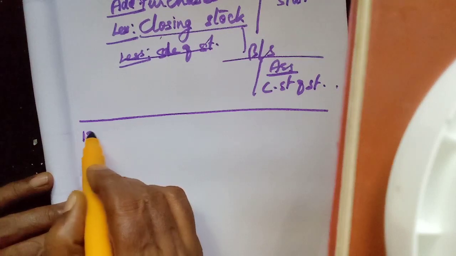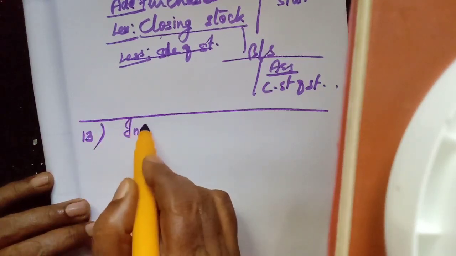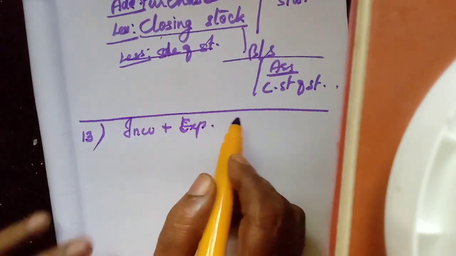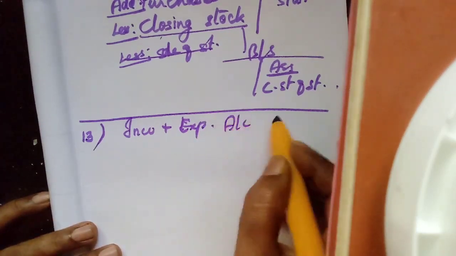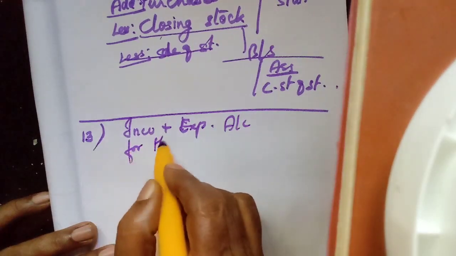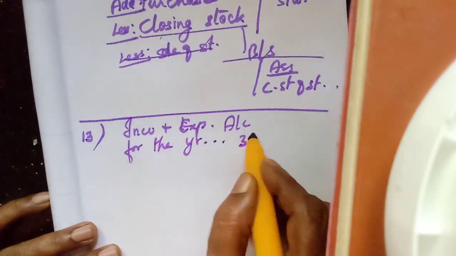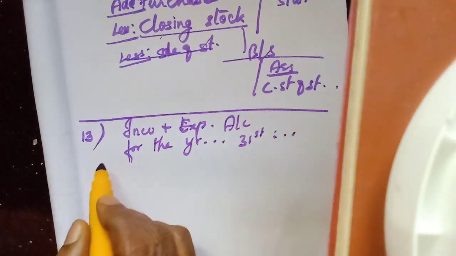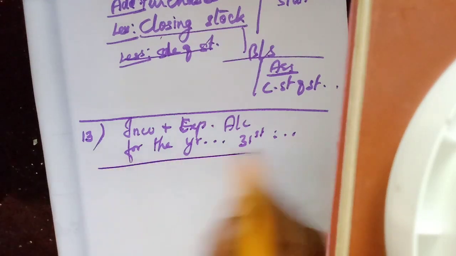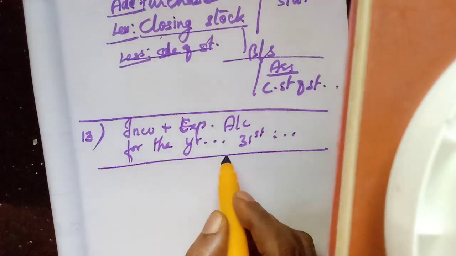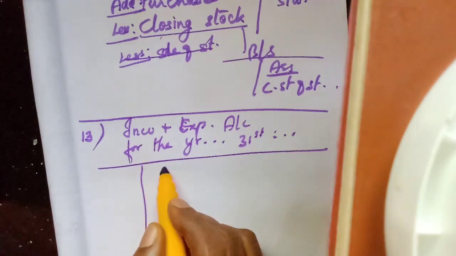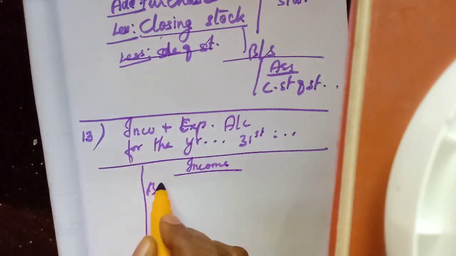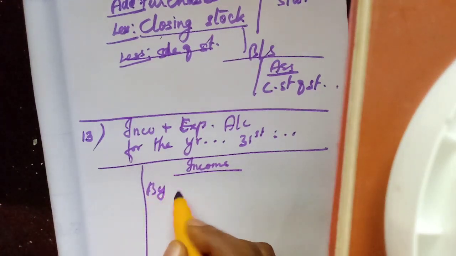Number 13. First, income and expenditure account. You write fully. Up to 16 I should complete. Income and expenditure account for the year ended, not given. The credit side only we are writing, isn't it? So we will write like this. Income by subscription.